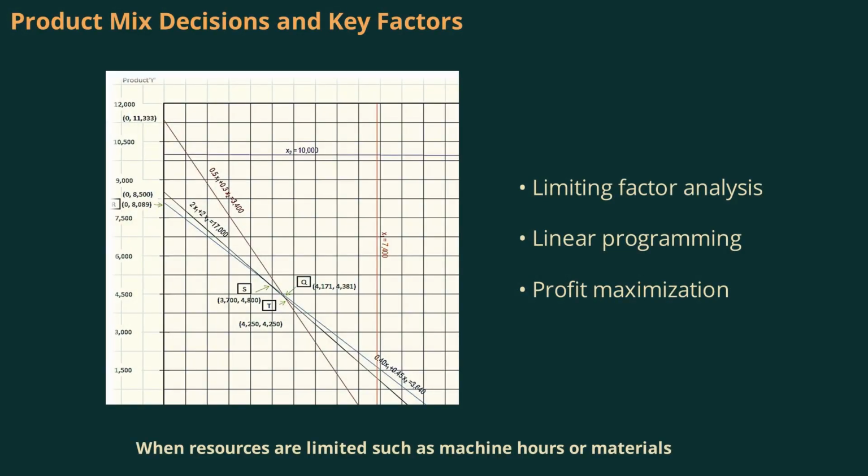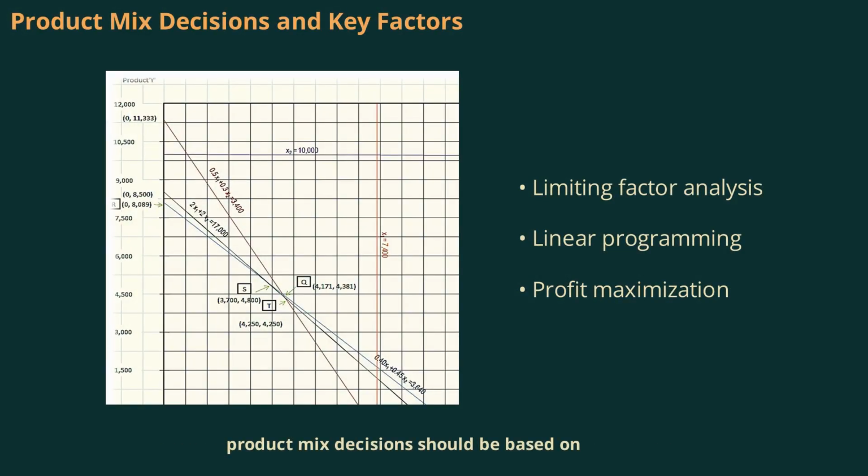When resources are limited, such as machine hours or material, product mix decisions should be based on contribution per unit of the limiting factor. Linear programming can help determine the optimal combination of products to maximize overall contribution and profit, ensuring the most efficient use of scarce resources.